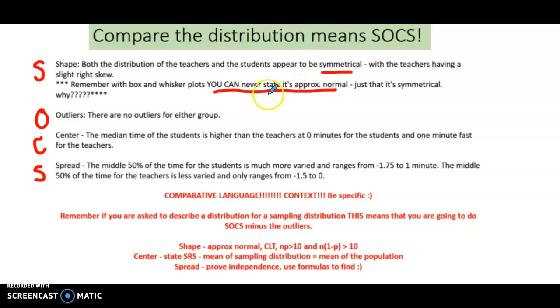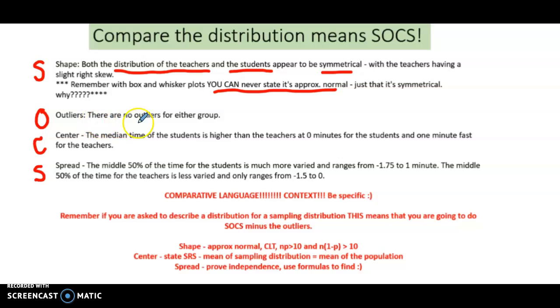We don't know if it's unimodal and bell-shaped, and we need to know that for a normal distribution. So the only thing you can state is if it's symmetrical, right skewed, or left skewed. Make sure this is in context. What does in context mean? The distribution of the teachers and the students. You're specifically telling the reader which distribution you're looking at. If it is not in context, you will get marked wrong.